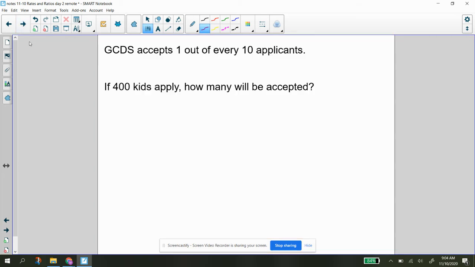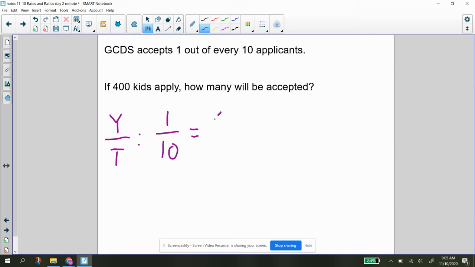What else? How about some word problems? I don't know if these numbers are accurate, but let's say that GCDS accepts 1 out of every 10 applicants. So I'm going to make a little note to myself here. I'm going to write yes, that means we accept you, out of total applicants. So now if we accept, we get 1 yes out of every 10 applicants. I can set up a proportion here. If 400 kids apply, how many will be accepted?